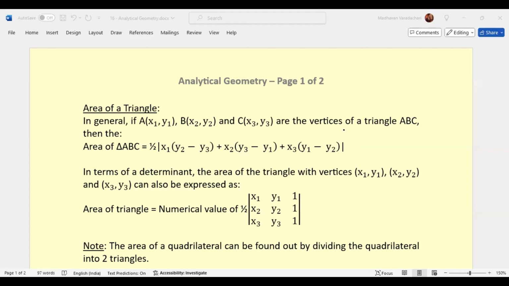The whole thing comes under modulus. The reason is area cannot take any negative value, so even if it is negative, it will be considered to be a positive value. In terms of determinant also, we can calculate. With the same vertices x1, y1, x2, y2, x3, y3, the area can be evaluated as the numerical value of 1/2 times the determinant of x1, y1, 1; x2, y2, 1; x3, y3, 1.